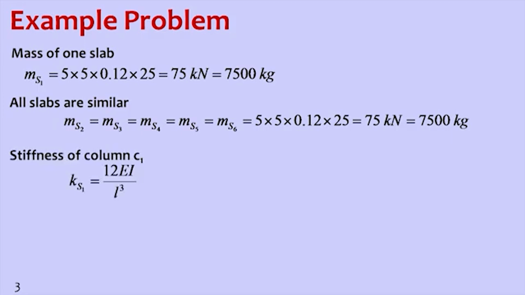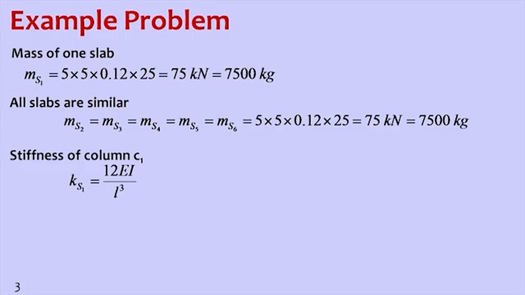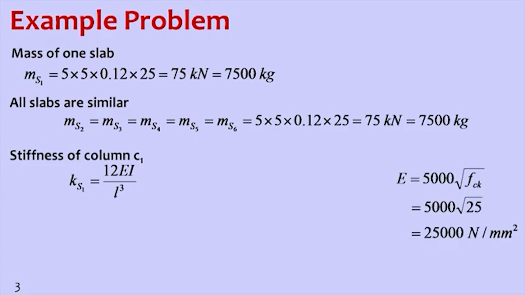Similarly, we calculate stiffness, as we have already discussed. The stiffness of the building is usually constituted by the columns alone. So, basically we are concerned about the lateral stiffness, which is resisted by the columns. So, KS1, for the first column, is 12 EI by L cube, where E is calculated as 5000 root fck, where fck is the grade of concrete: 5000 root 25, which is around 25,000 Newton per mm square, where 25 is in Newton per mm square.